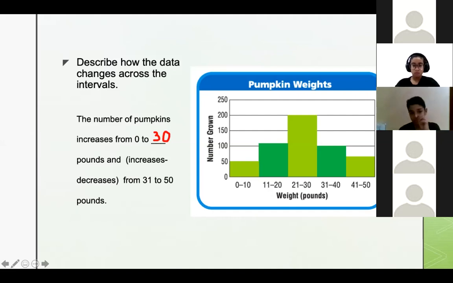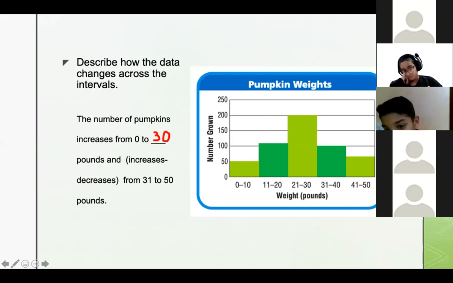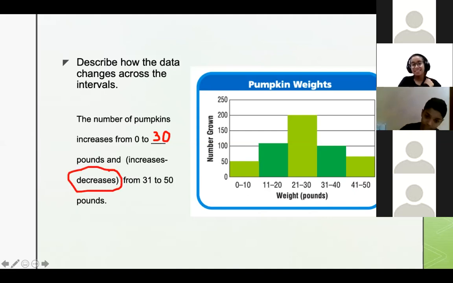Ahmed Nabhan, then 31 to 50, what happens? Does it increase or decrease? Look at the picture. Do not look at your ceiling. Increase. Look again. From 31 to 50, what happens? Decrease. So be careful, please. It decreases, okay? Okay.